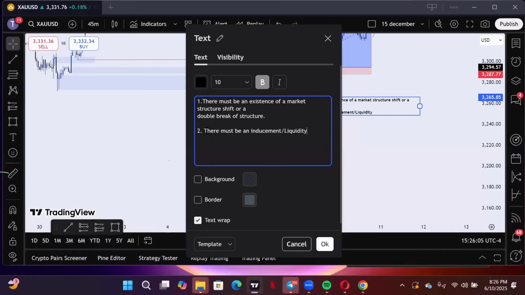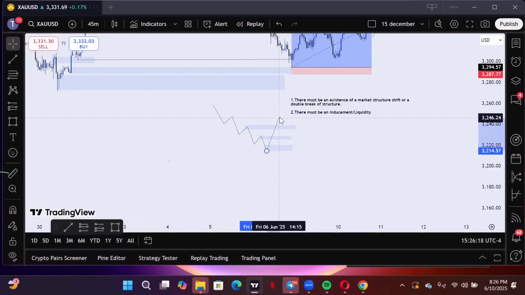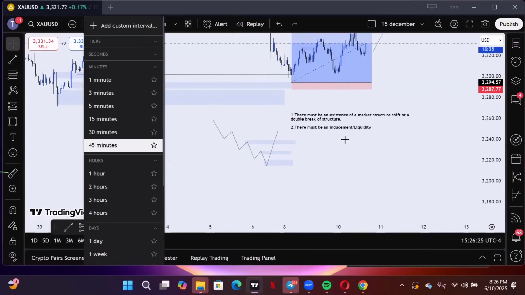It means that after you've gotten your market structure shift, the second thing you should be looking out for is the pullback that the market will make after that structure shift. After the market gives you your double break of structure or market structure shift, the next thing you pay attention to is, after that candle closes, the pullback that the market will make. That is what you're going to be looking for.